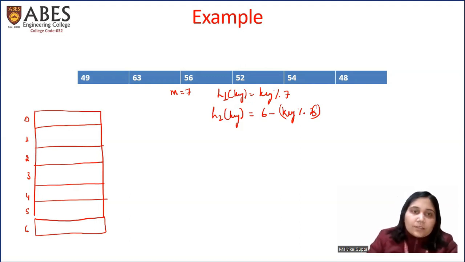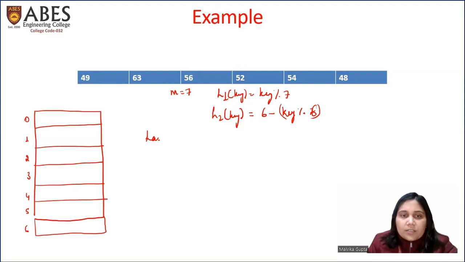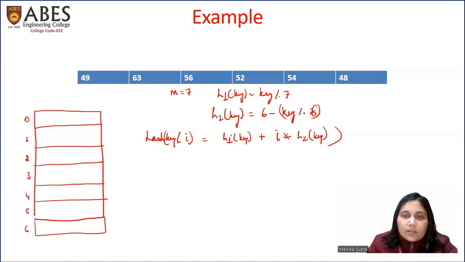Now let's come to this one. Suppose I want to store this 49. My function is hash key = (h1 key + i multiplied by h2 key) mod 7. H1 key is key mod 7. So 49 mod 7 is 0, and I can store this value over here.